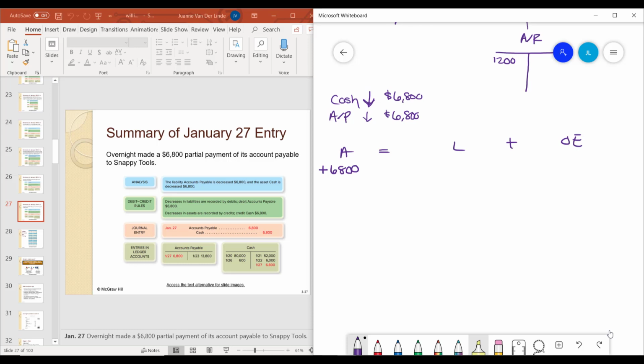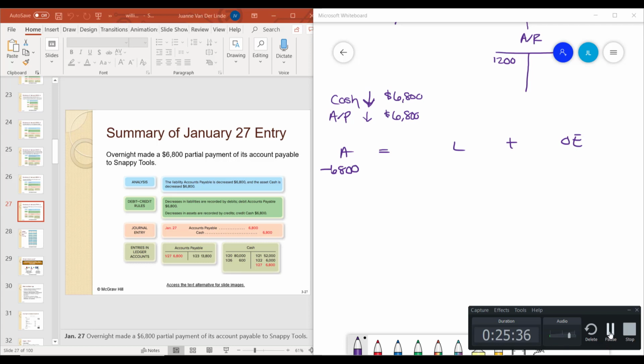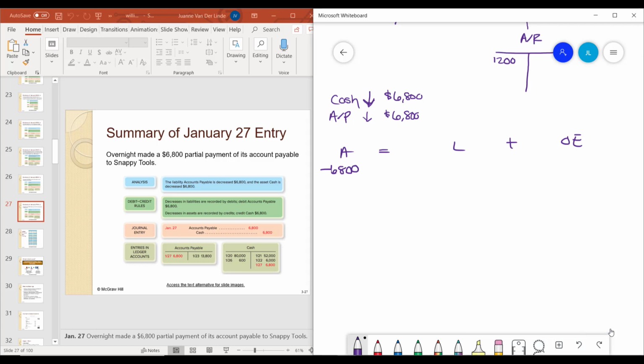And sorry, that's not an increase. That is a decrease to cash. We just wrote it up there. So a decrease to cash of $6,800, which is a decrease to assets. So while assets are going down by $6,800, so are liabilities, and there's a decrease to liabilities of $6,800. And remember, the best practice of showing these minuses is actually by showing it in parentheses, just as a reminder.